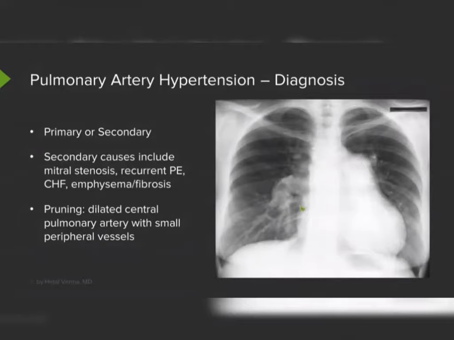So you can see this example on this radiograph where the central pulmonary artery near the hilum is quite enlarged, and then you have kind of a radiolucency in the peripheral aspects of the lungs because the pulmonary vessels are much smaller than would be expected.